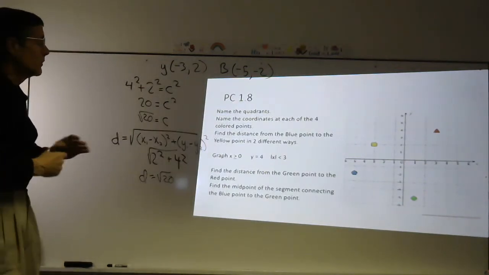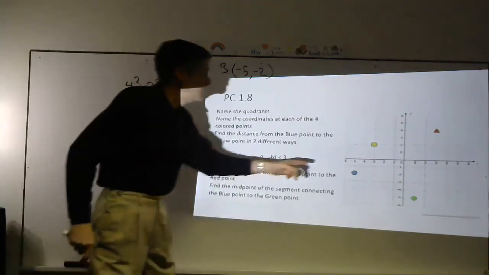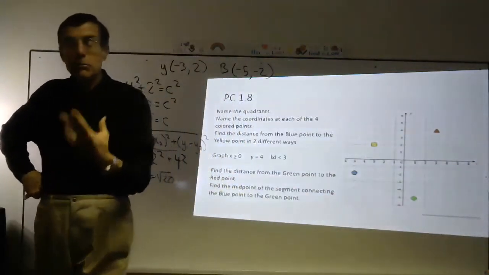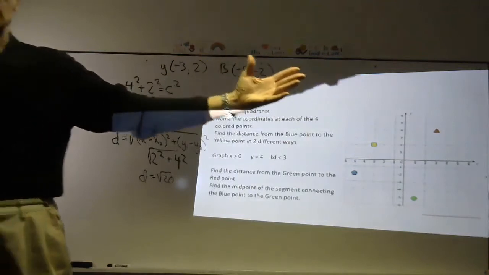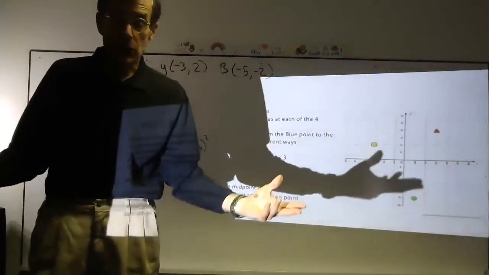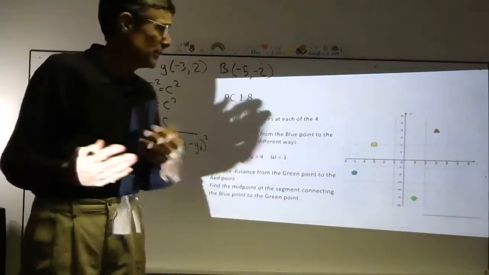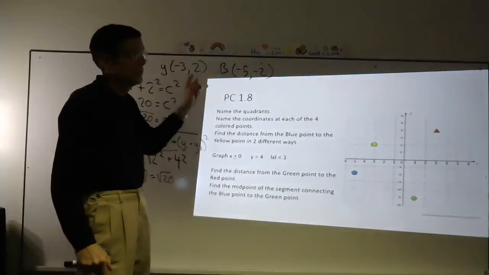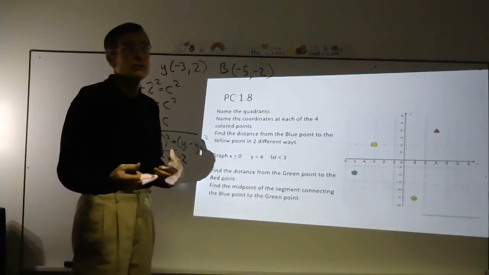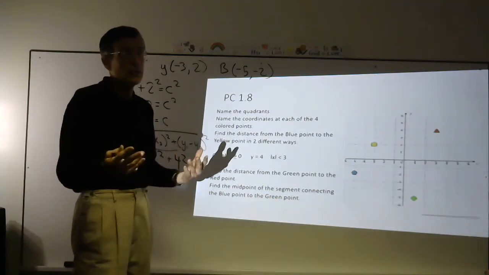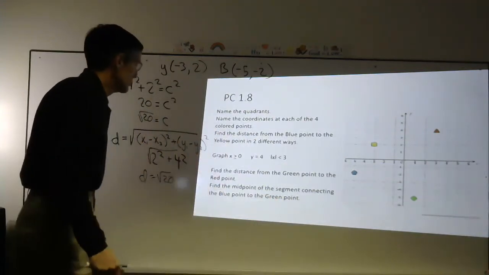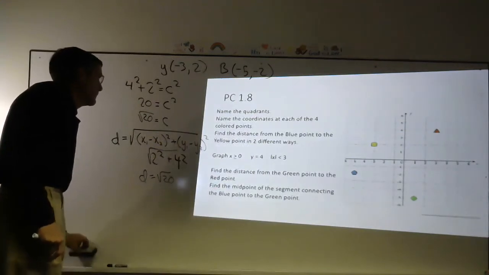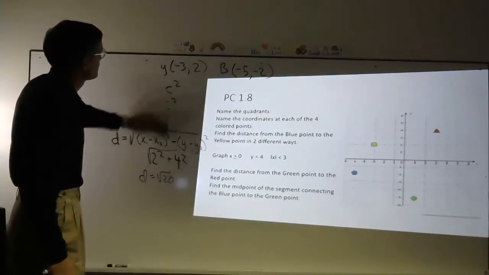Okay? So there are 2 ways you can find the distance between 2 points. If you have a picture, or you want to draw a picture, you can do it by the Pythagorean theorem. Or if you just have the coordinates, you can simply subtract x's, square it, subtract y's, square it, add them, and take the square root of the answer. Okay.